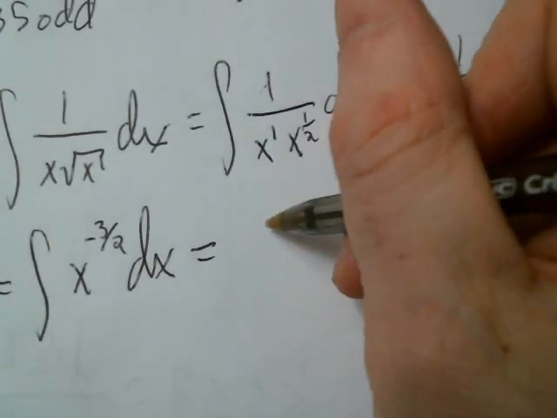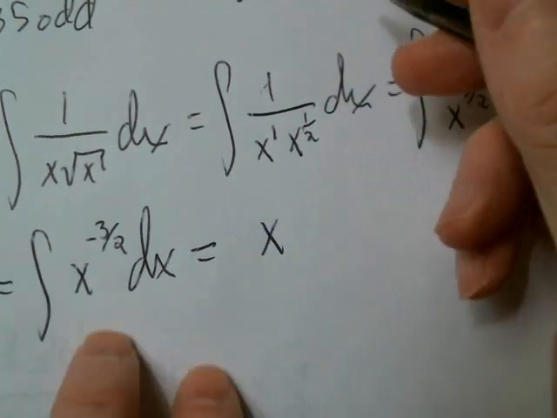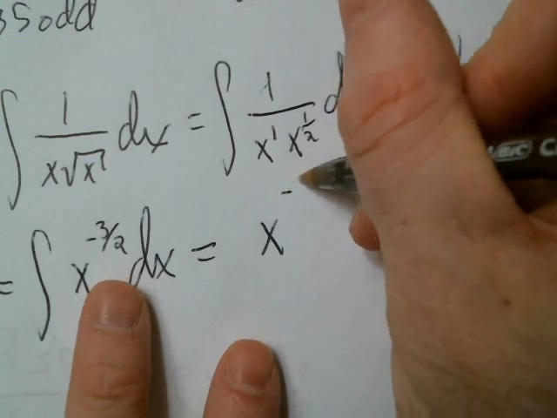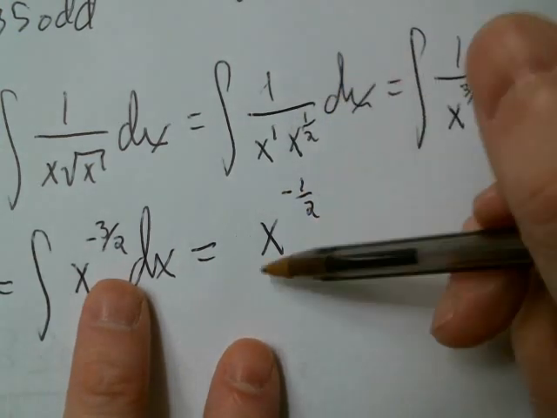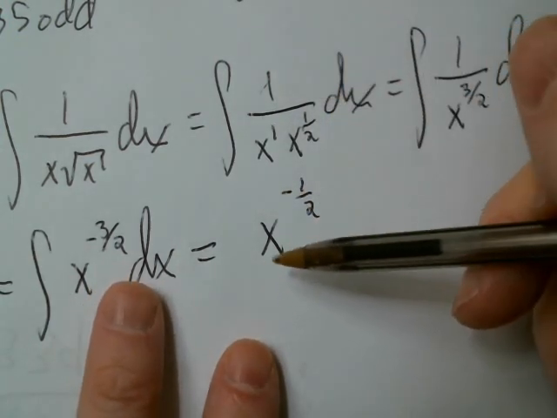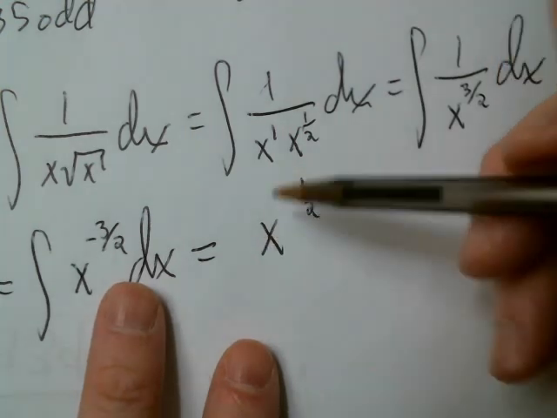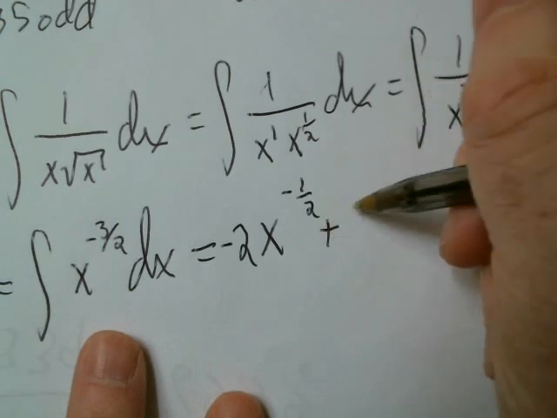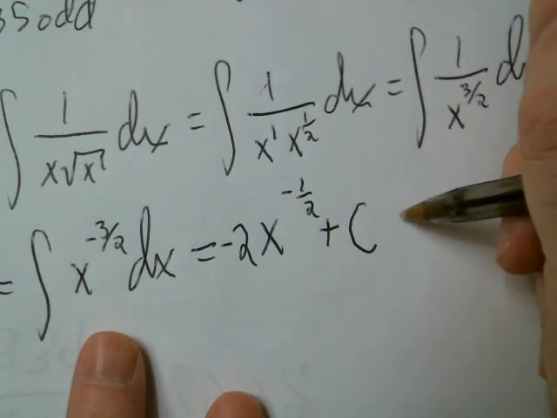So I'm adding 1 to the old exponent. So I'll have x to the negative 3 halves plus 1, which is negative 1/2. And then I divide by negative 1/2. But I think it's easier just to think of multiply by the reciprocal. Okay, so this will be times negative 2, and then plus your integration constant, as usual.